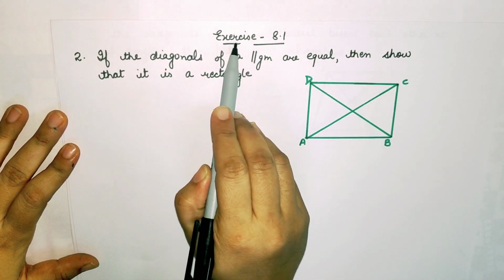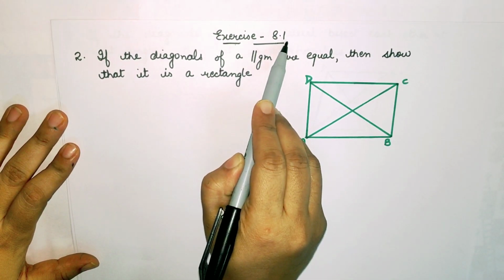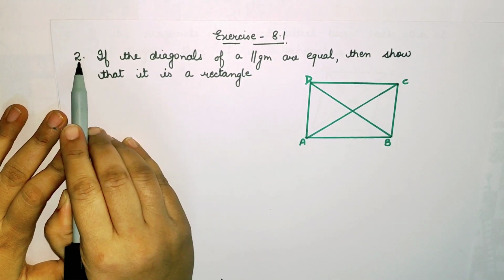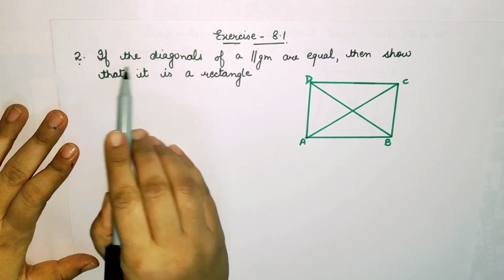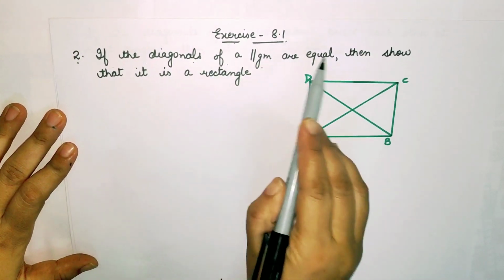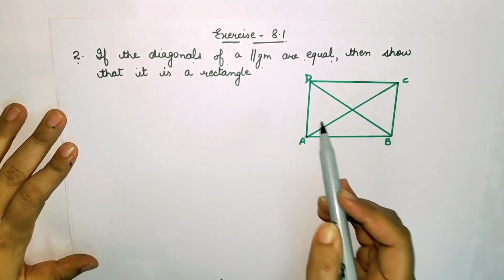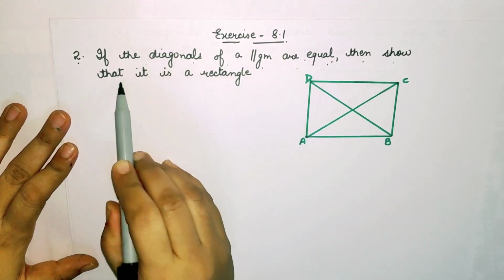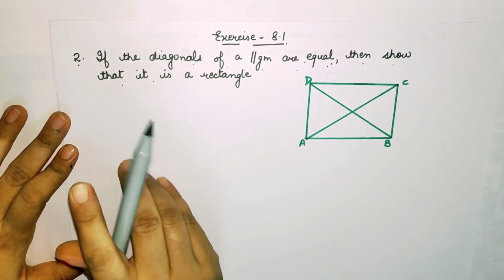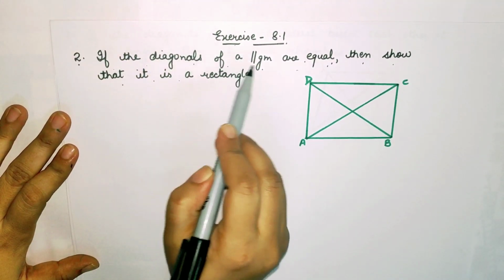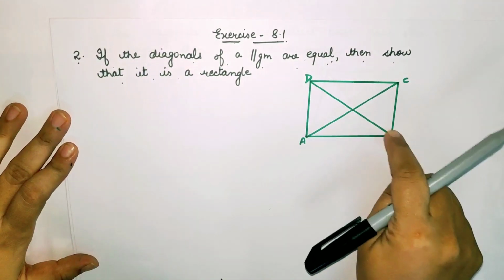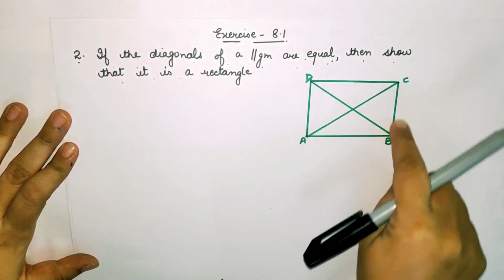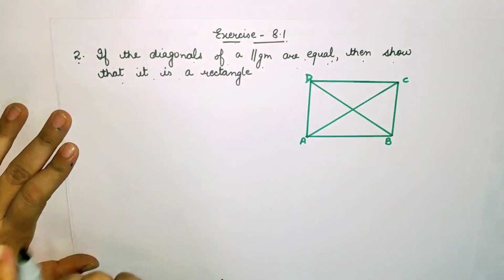Now we will start exercise 8.1. The first question you have to do yourself. Now second question, if the diagonals of a parallelogram are equal, then show that it is a rectangle. Now what is given? Diagonals of a parallelogram are equal. We have to show that it is a rectangle. We have to show that ABCD is a rectangle.